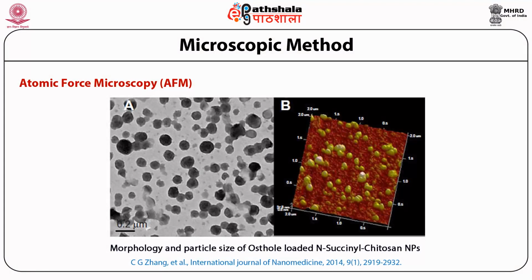So this is an image of particles. Now these particles are ozone-loaded and succinyl chitosan nanoparticles. We can see here that the yellow colored nanoparticles are clearly visible over the surface.